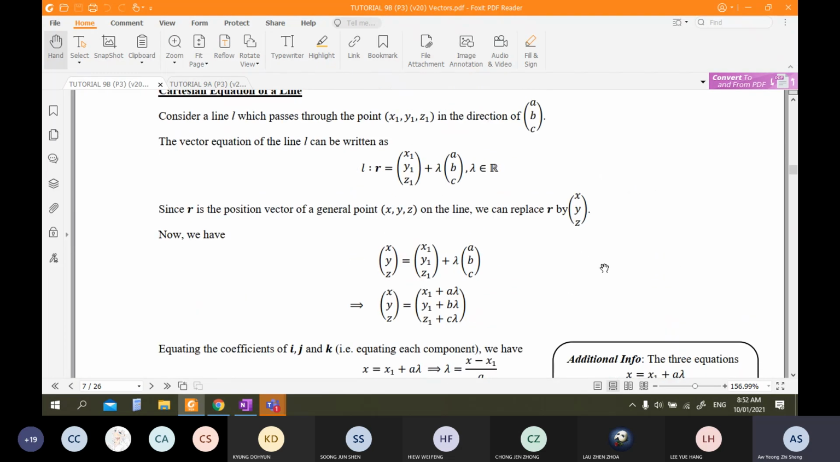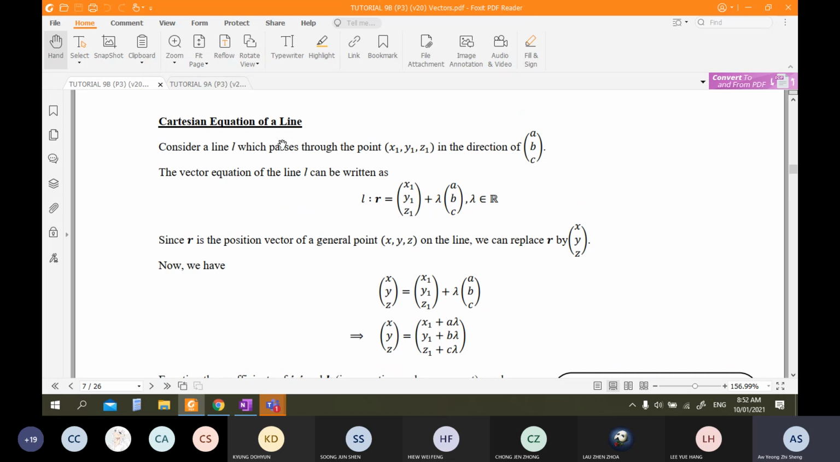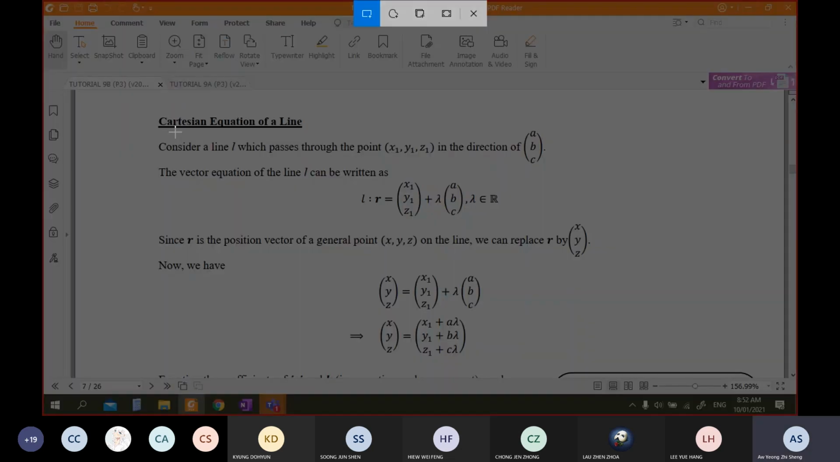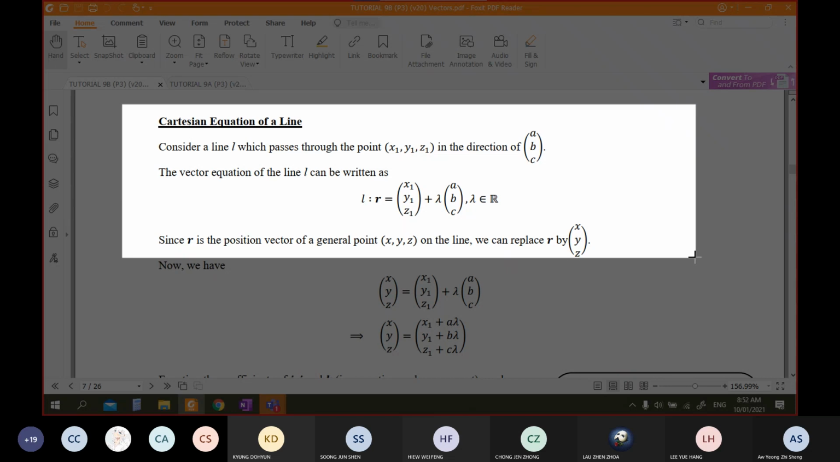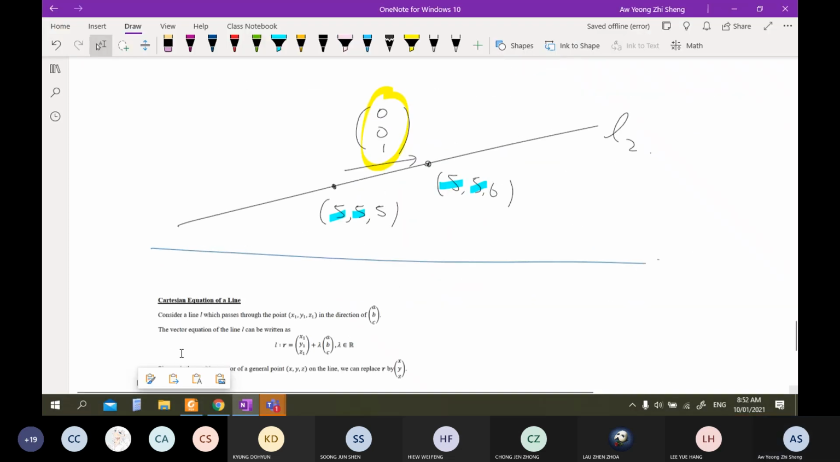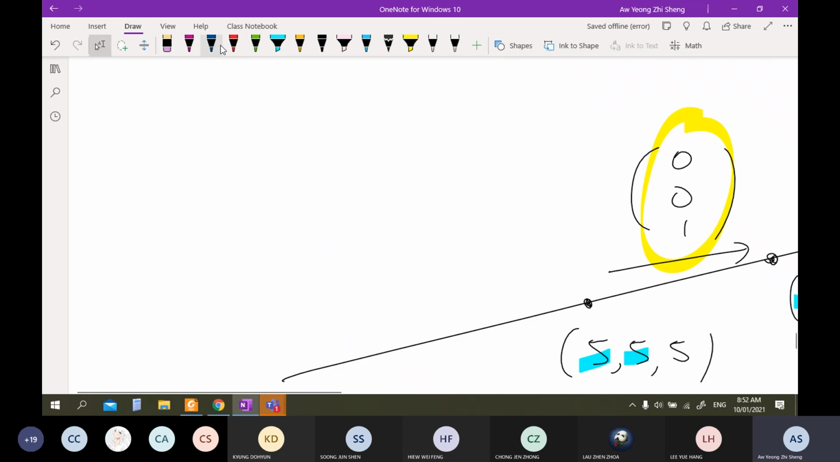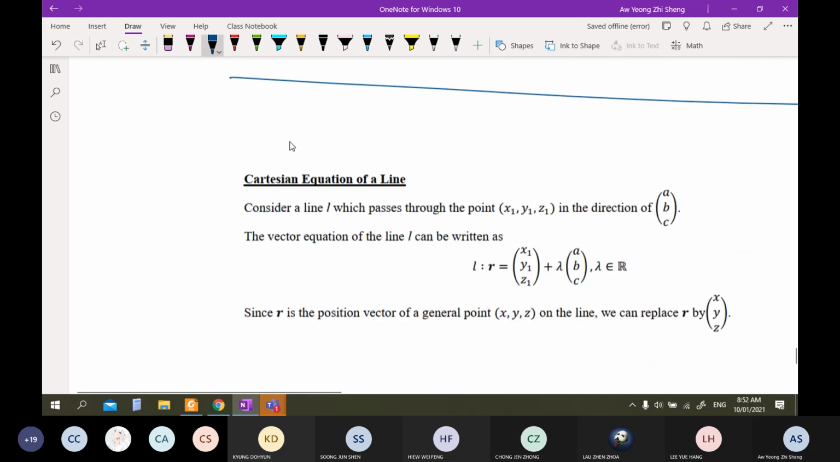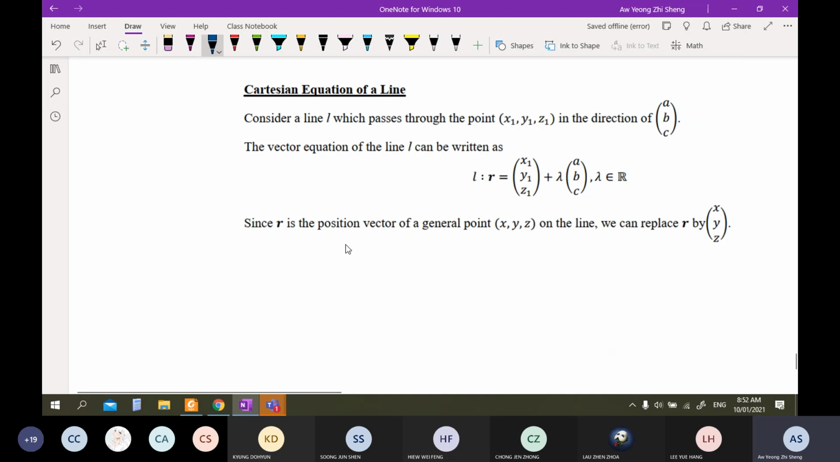Okay, so let's study this story first. The story says that you have a line L that passes through a fixed point with coordinates x1, y1, z1. Direction vector has components a, b, c. If you visualize this, the line L will have a point x1, y1, z1 lying on it, and you have a direction vector with components a, b, c.